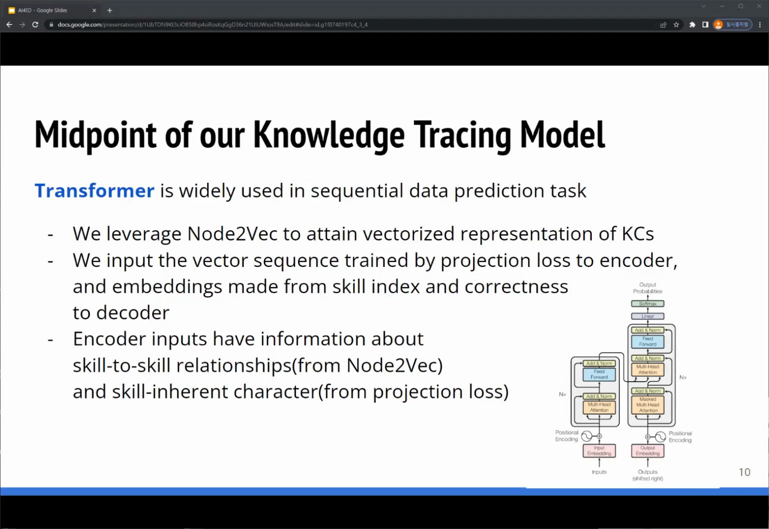Before we input the vectorized representations of knowledge components into the transformer model, first of all, we train the vectors using a projection layer architecture. After that, we put those vectors into the encoder. And for the transformer decoder, we made another vector sequence using skill index and correctness. By this, our model can utilize information from students' previous performance, the students' problem solving history.